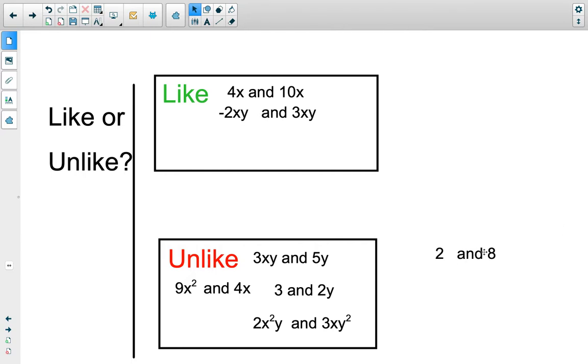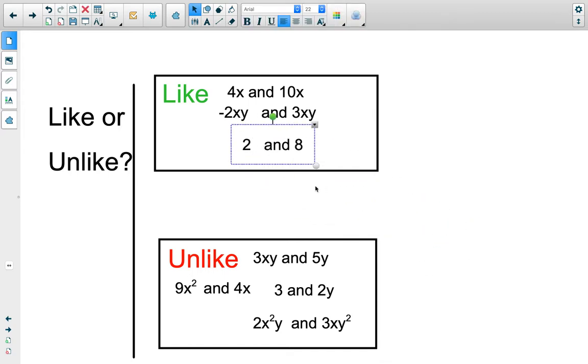And last, I have 2 and 8. Well, neither of them have a variable. Can I combine these through addition? Can I add 2 and 8? Absolutely. These are like terms. You don't need to have a variable on it to have like terms.